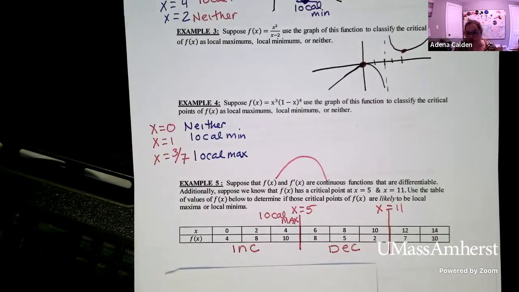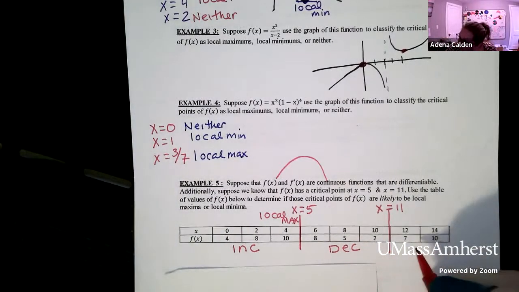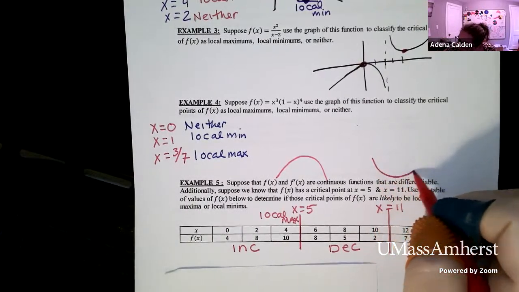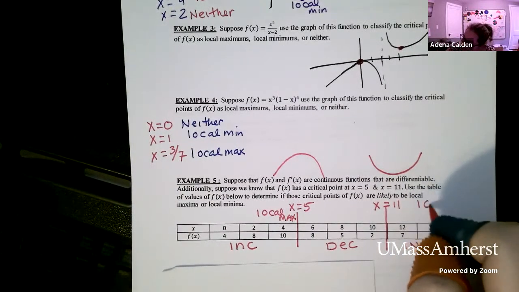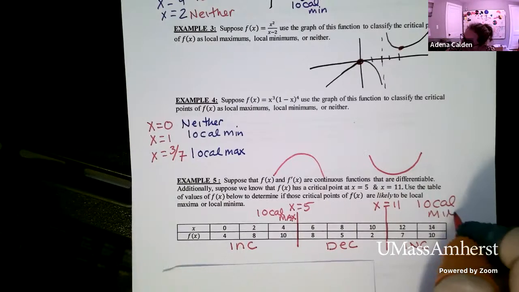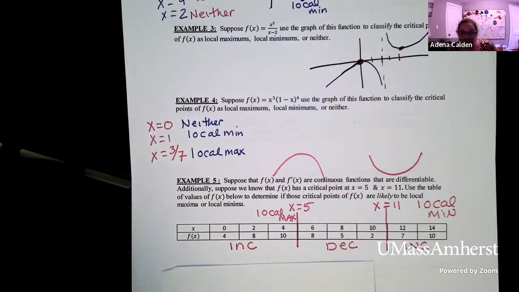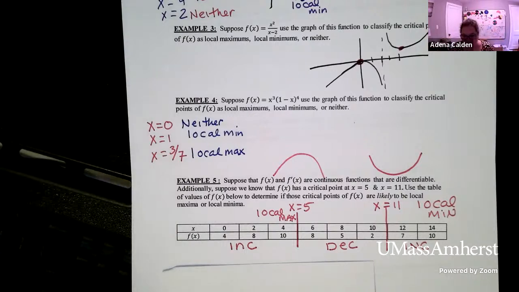Okay. Similarly, if we look at what's happening at 11, before 11 we have 8, 5, 2, so we're decreasing. And then to the right, we have 7 and then 10. So that's increasing. If our function goes from decreasing to increasing, that creates that U pattern, which tells us that this is going to be a local minimum. So if we know where the critical points are on a table, we can look at the behavior of the function in terms of increasing and decreasing to figure out if that critical point is going to be a local max or a local min.